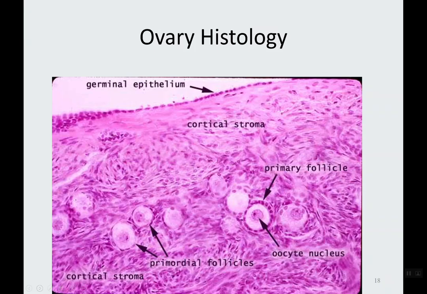So here is some ovarian histology for you, and we'll also look at some of this in Histology Guide. The germinal epithelium covers the surface of it, and the cortical stroma of the cortex is a little bit lighter in color than what's in the middle. As you move towards the center of the ovary, it gets darker, and you start to see oocytes. So these big guys are oocytes, and these little cells around the edge are the granulosa cells. Primordial follicles have an oocyte with thin, flat, squamous granulosa cells around it. Primary follicles have a cuboidal surrounding cell population.